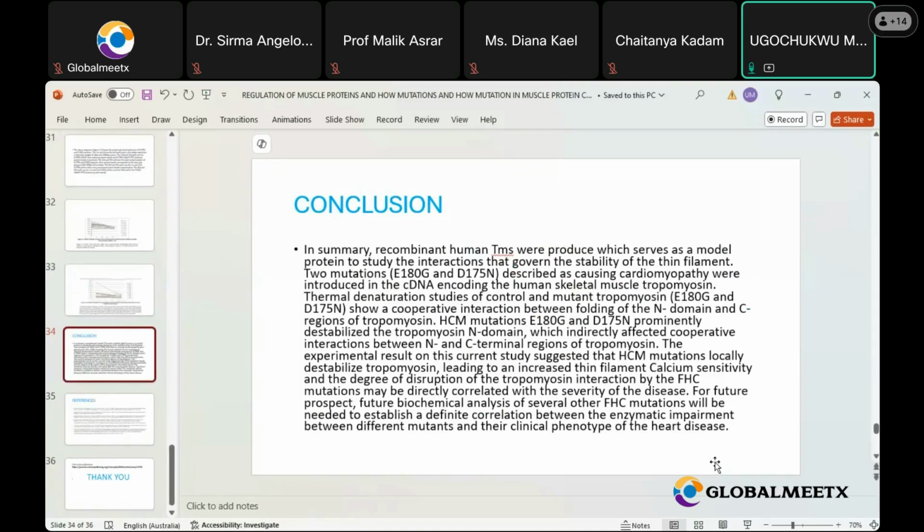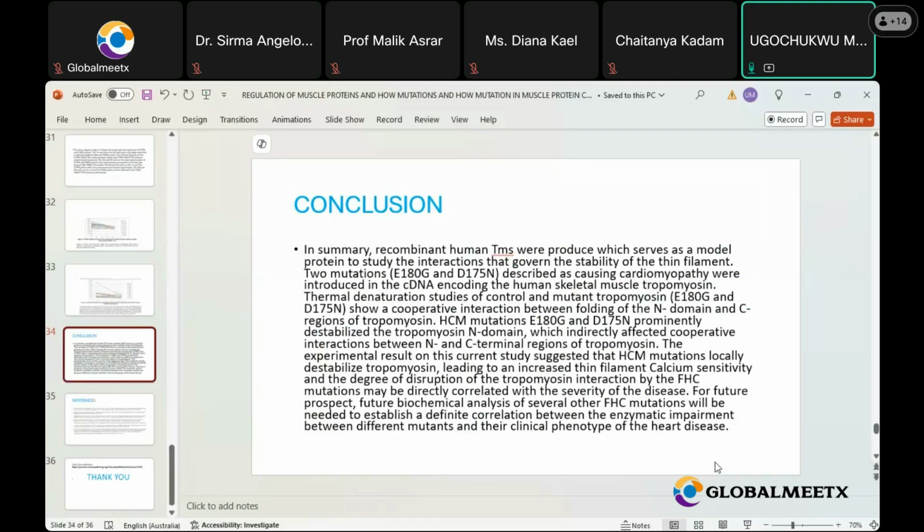Thermal denaturation studies of control and mutant tropomyosin show a cooperative interaction between folding of the N domain and C region of tropomyosin. The hypertrophic cardiomyopathy mutations E180G and D175N prominently destabilize the tropomyosin N domain, which indirectly affected cooperative interactions between the N and C terminus regions of tropomyosin.